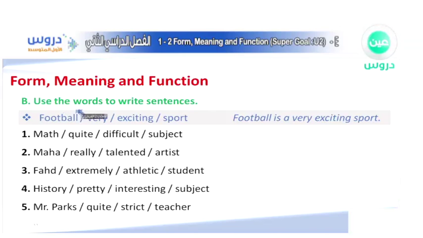Okay. Now let's go to the next. B. Use the words to write sentences. Oh, we have words and we want to make sentences. So, what should we say? For example, let's take this example. Football, very exciting sport. We say football is a very exciting sport. Okay? Number 1. Math, quite difficult subject. What can we say?